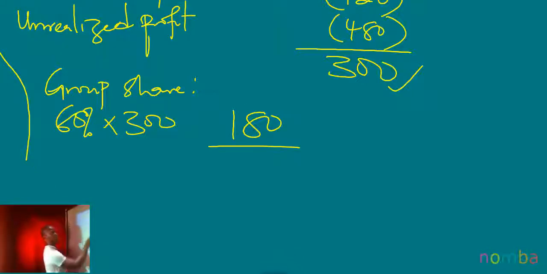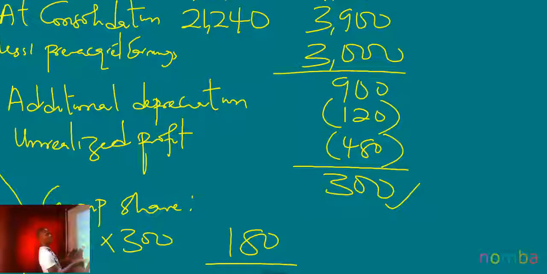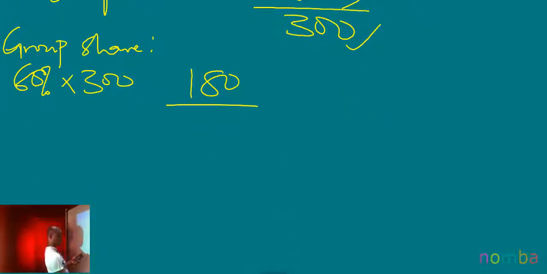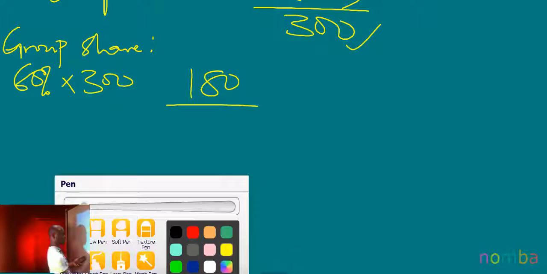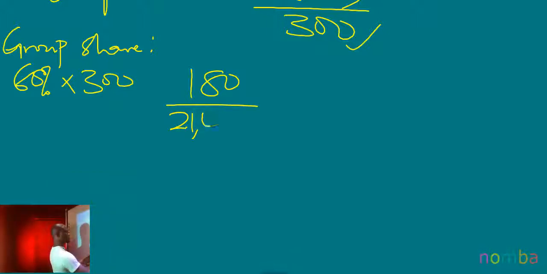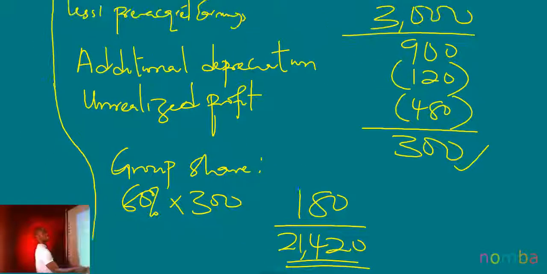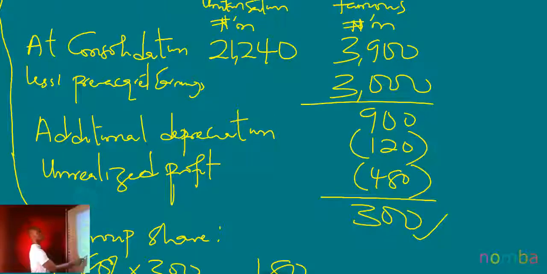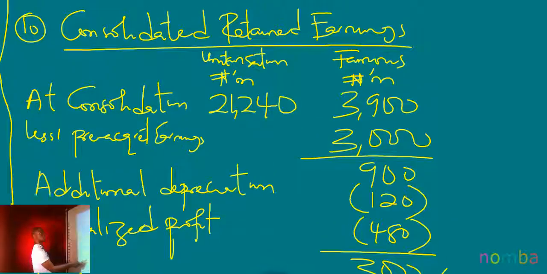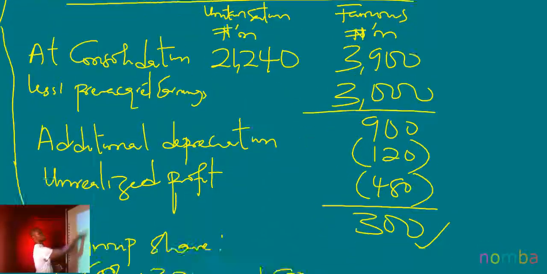If I add 180 to 21,240, that will give me 21,420. And that is my consolidated retained earnings. It's simply the retained earnings of the parent plus our share in the post-acquisition retained earnings of the subsidiary.